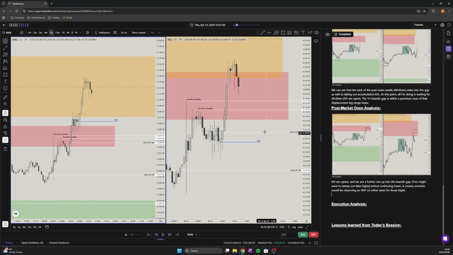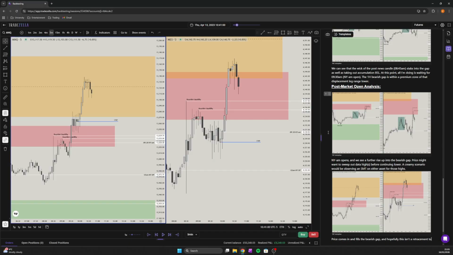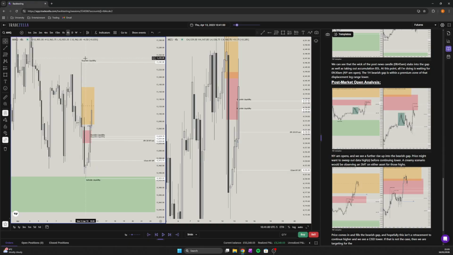So let's just actually annotate that. Price comes in and fills the bearish gap. Hopefully this isn't a retracement to continue higher, and we see a change in state delivery lower. If that is not the case, then we are targeting the 4 hour highs. We have a data high here.